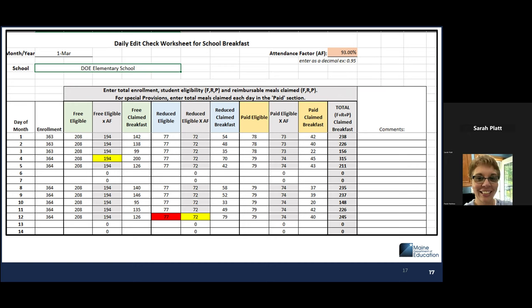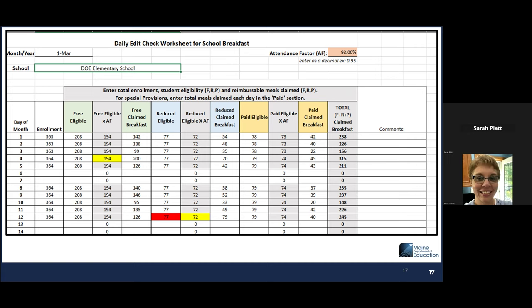So you'll notice in this example, on March 4th, there's an enrollment of 364 students. The number of eligible is 208, times the attendance factor is 194 students. And on that day, they claimed a meal count of 200 breakfasts. Now that's below the number of students eligible for free breakfast. So it may be fine. It may be an accurate meal count.